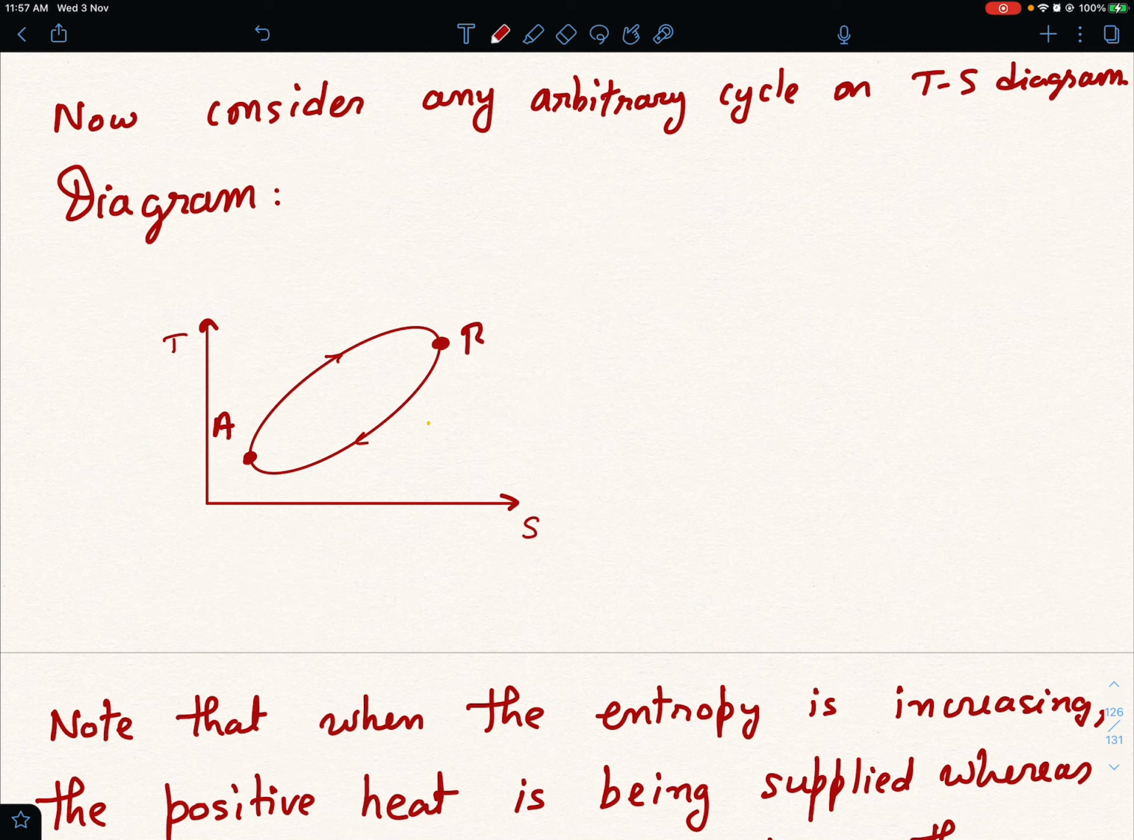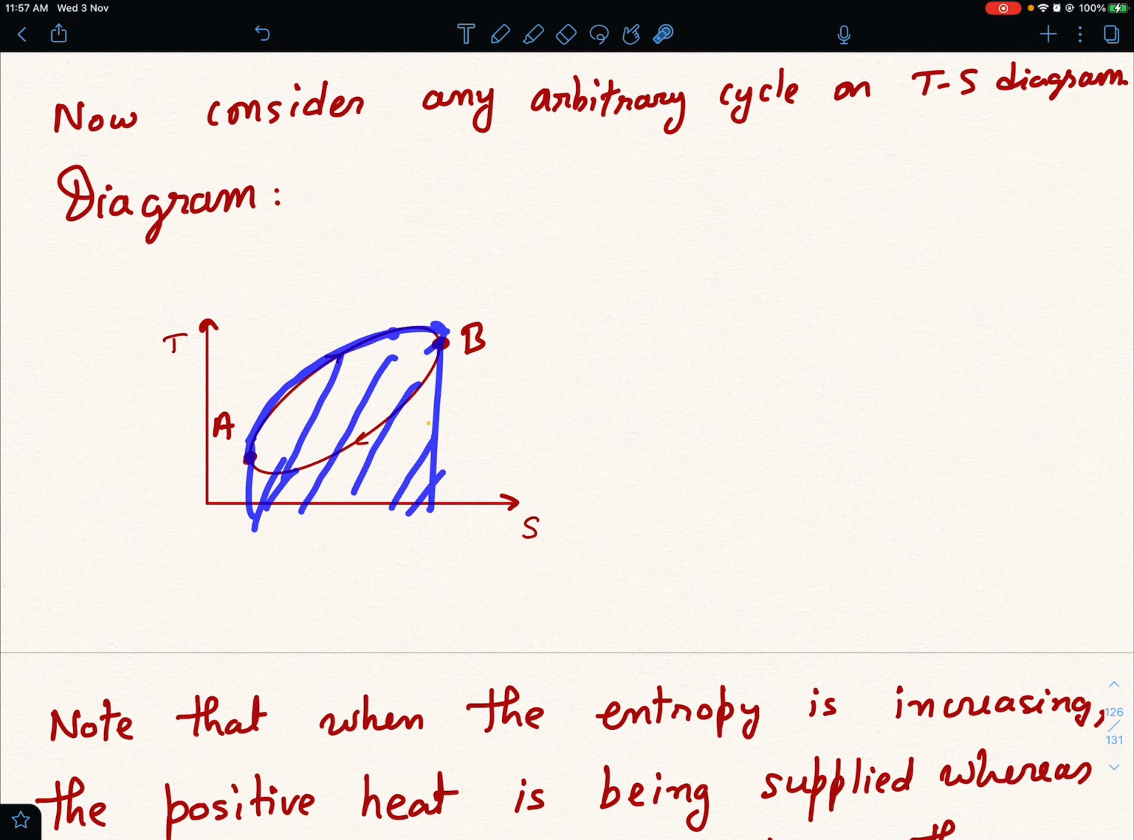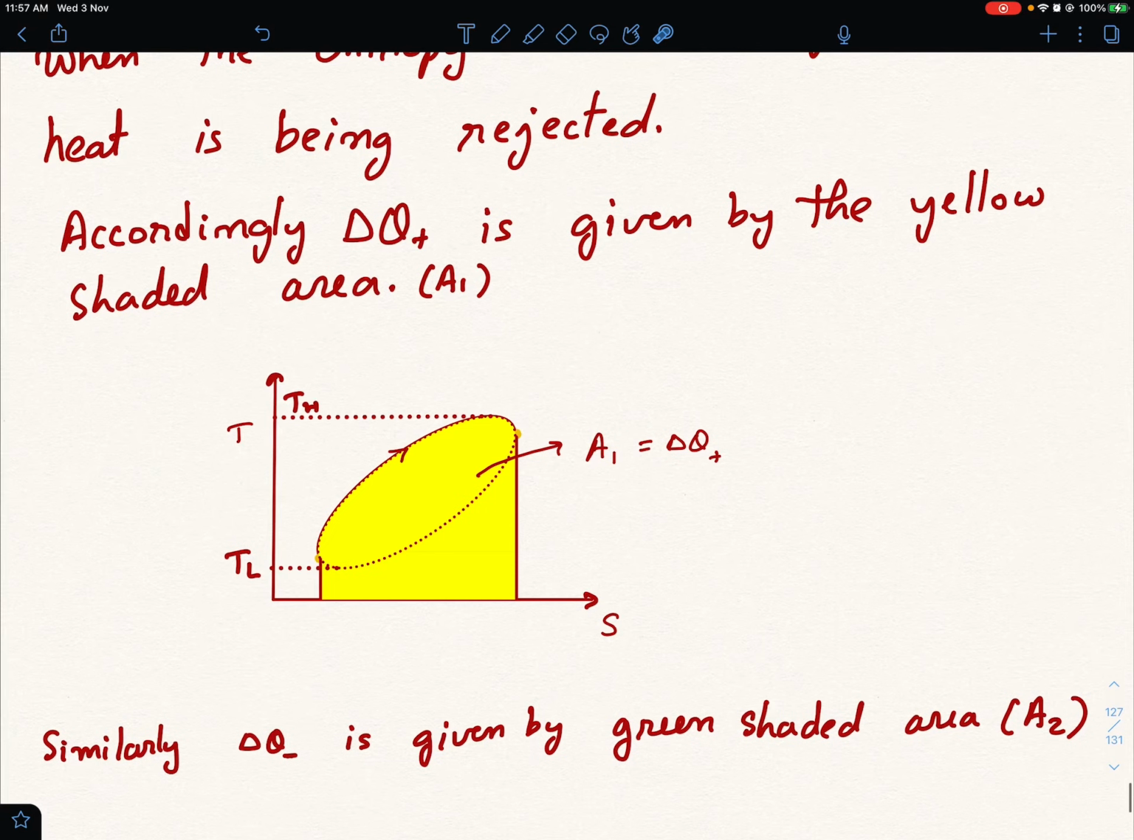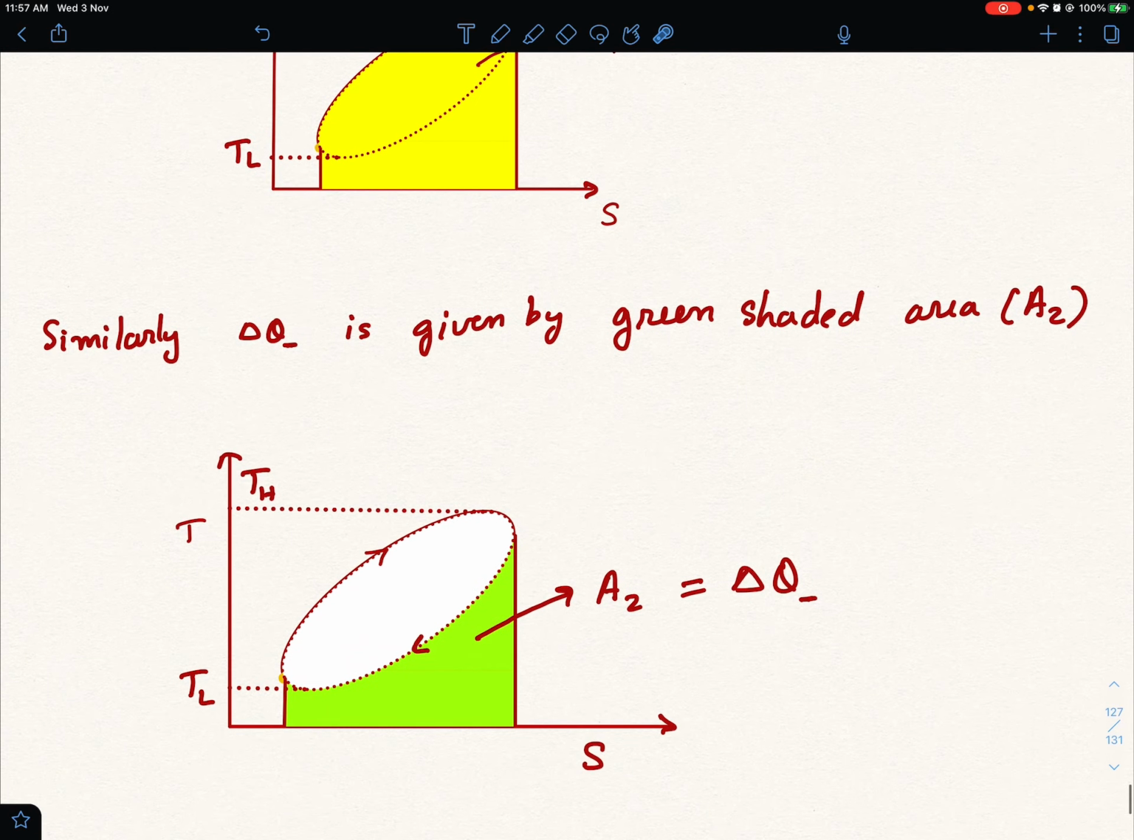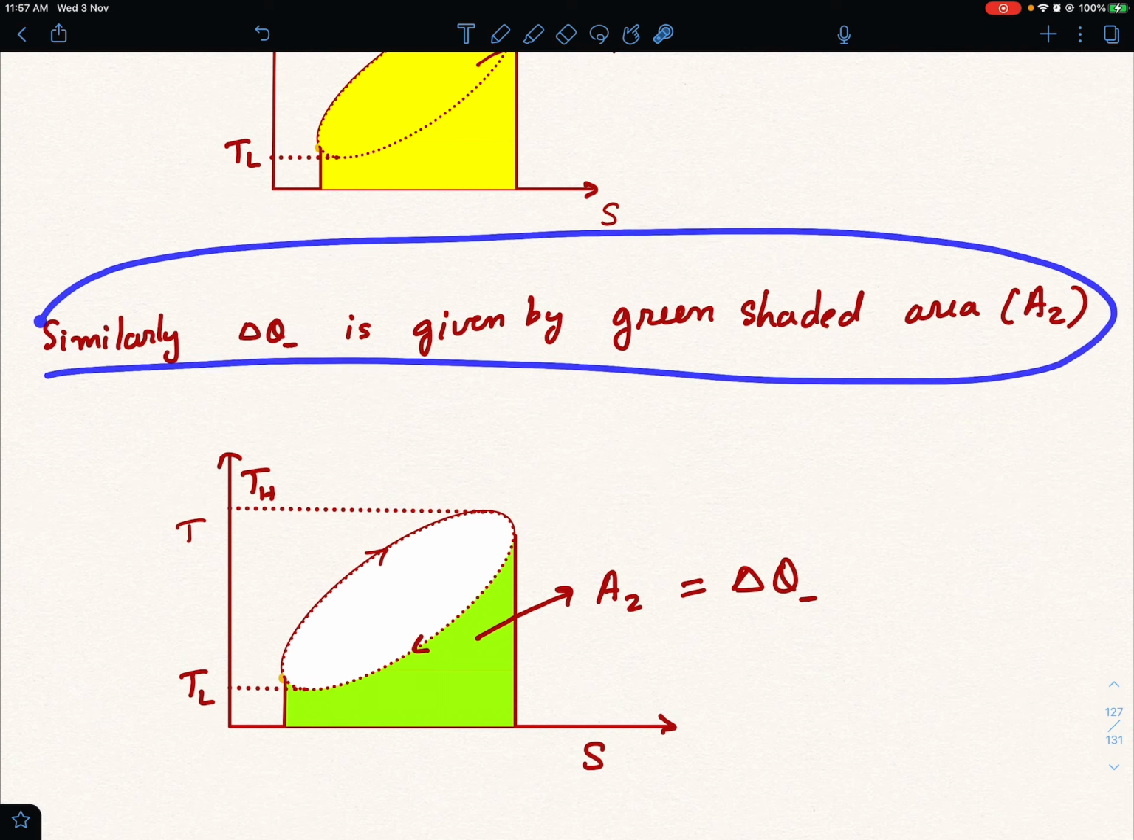In this cycle, let me name these points: let us call this point A and this point B. When I am going from A to B along this, the area enclosed under the graph is this much, right? This is because from A to B entropy is increasing, therefore this is the positive heat supplied to the system. So this yellow marked area is the positive heat supplied to the system. Here the entropy was least and here the entropy is maximum, and I have drawn the vertical tangents and taken the area between the vertical tangents, right?